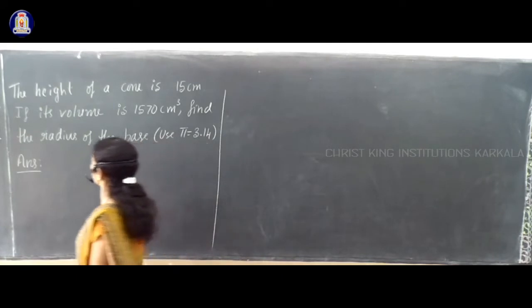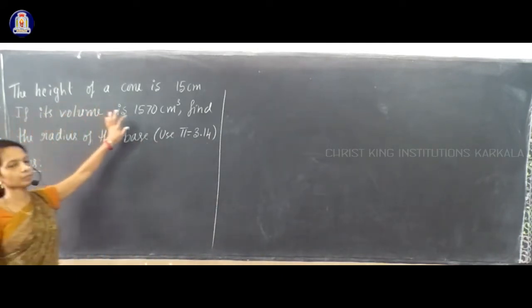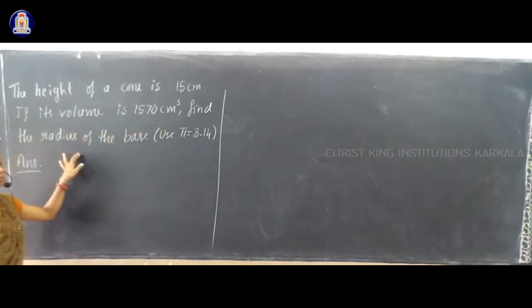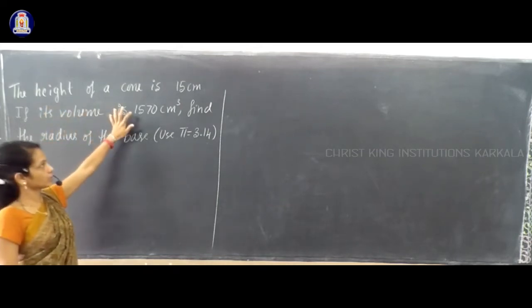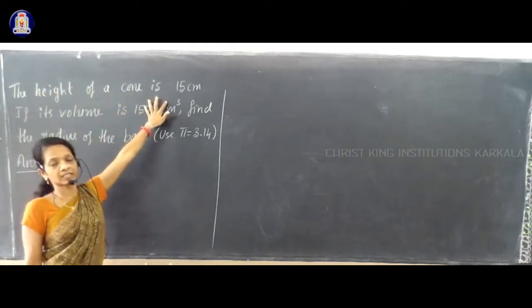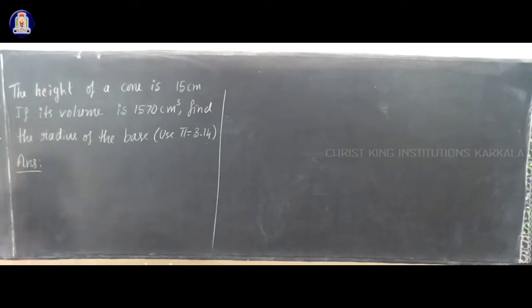Next problem: the height of a cone is 15 centimeter. If its volume is 1570 centimeter cube, find the radius of the base. You have to find R. You are given volume, means V is equal to 1570, and the height of the cone, means H, you are given. H and V are given to you. Using that you have to find what is R. Okay.